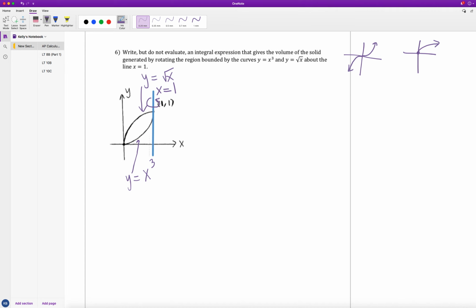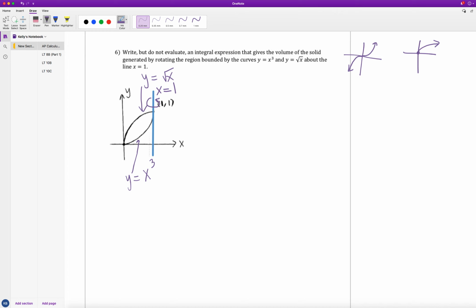Now I want you to take a second, pause the video, and decide if you think this is going to be a disc or a washer, and also if you think that this will be in terms of x or in terms of y for our final answer.